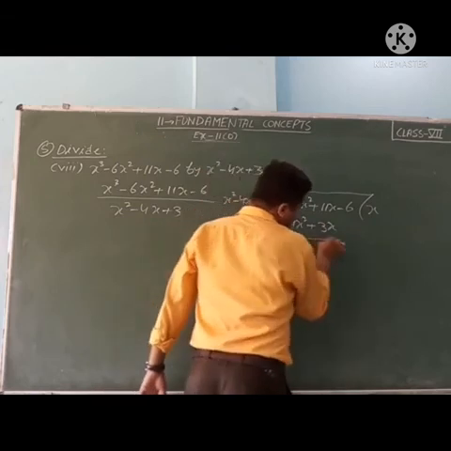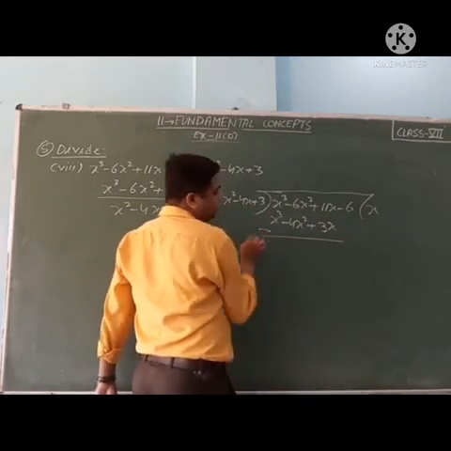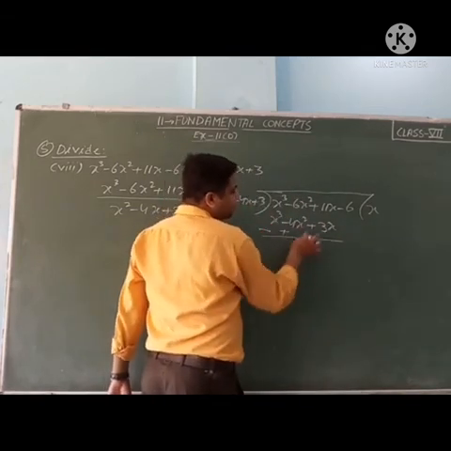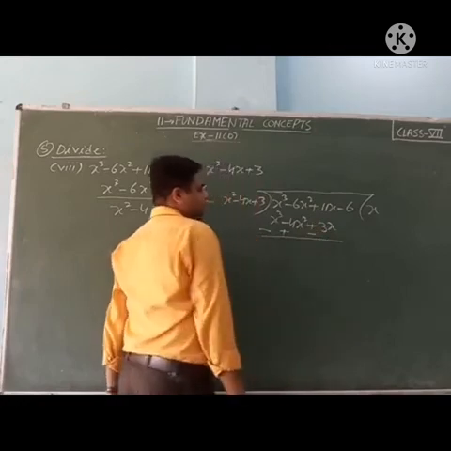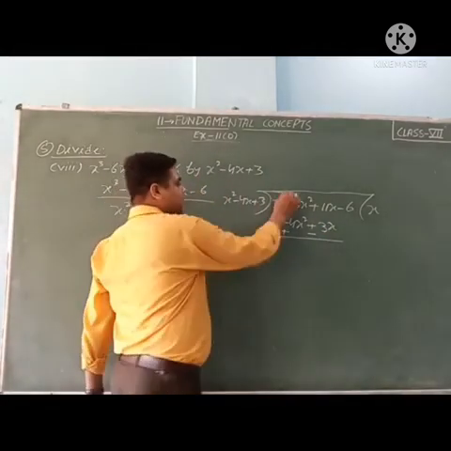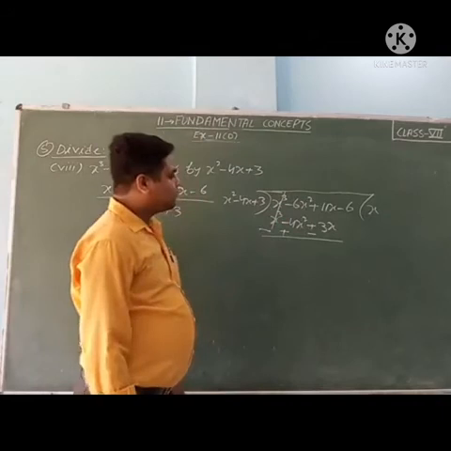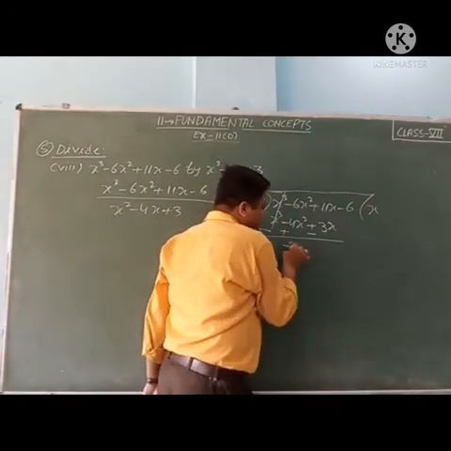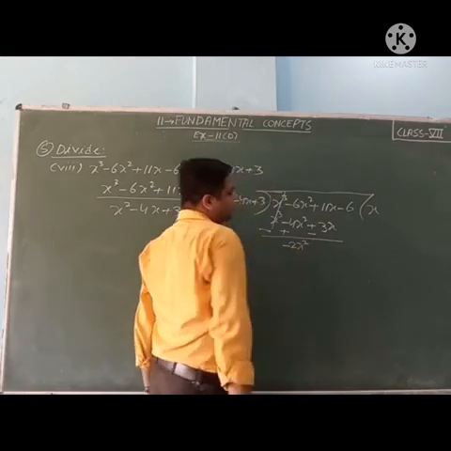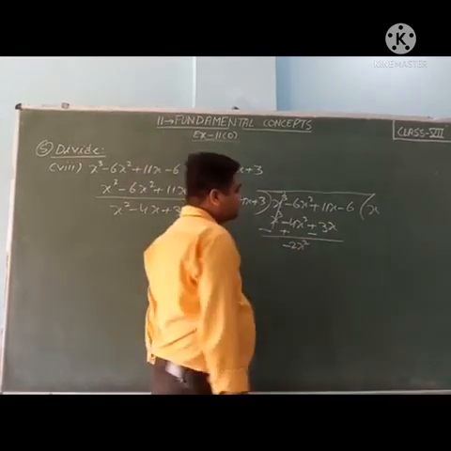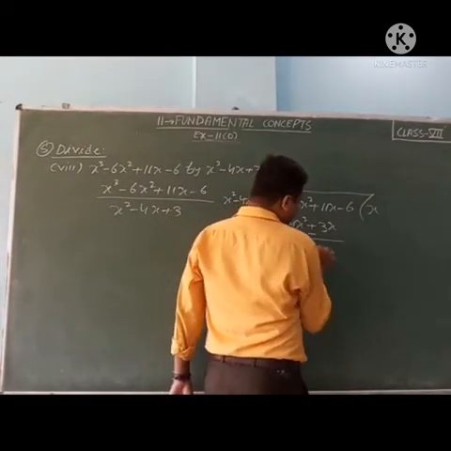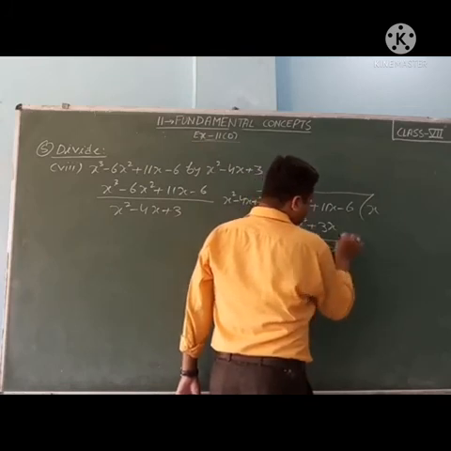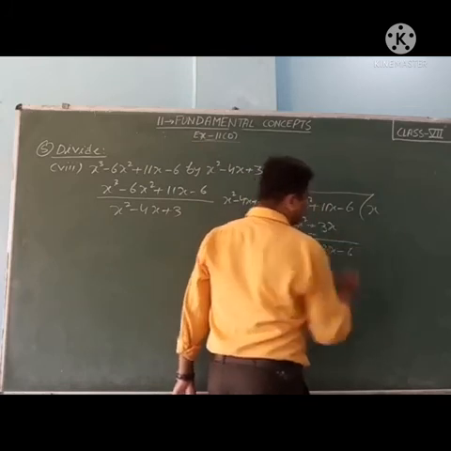Then change the sign. Plus changes into minus, minus changes into plus, plus changes into minus. x cube minus x cube cancel. Minus 6x square plus 4x square. Minus 6 plus 4 means minus 2x square. Then 11x minus 3x plus 8x. Then we will take minus 6 also.